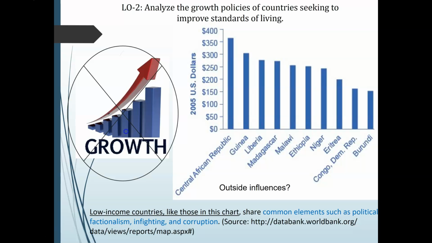Now, this graph shows some of the lower standard of living countries in Africa where there has been slow growth, and you'll note at the bottom that the book talks about political factionalism, infighting, and corruption as part of the source. I want to let you know that I think that is a true part of the story in many cases, but it is not the full story.